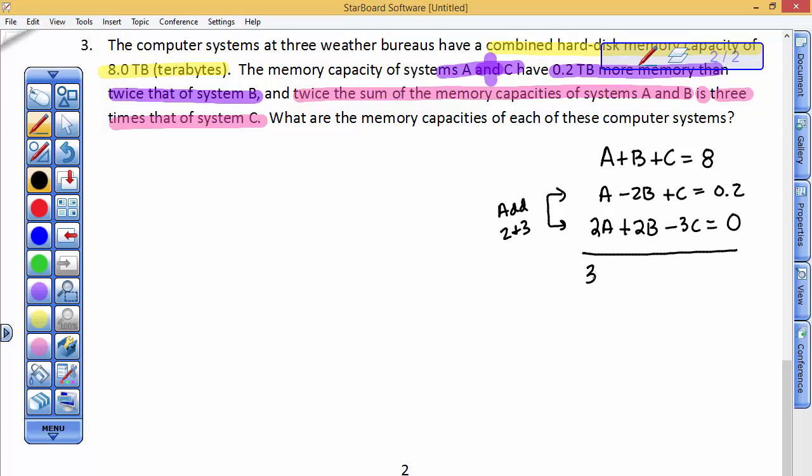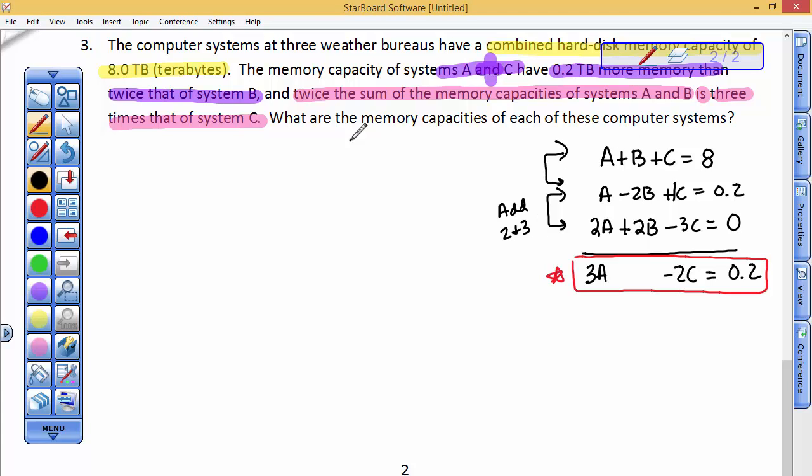And that will be a 3A. And 1 minus 3 is a minus 2C equals 0.2. And I call that a red starred equation. Now, I've got to get rid of B again, and I've got to either use 1 and 2 or 1 and 3. I'm going to go with 1 and 2.